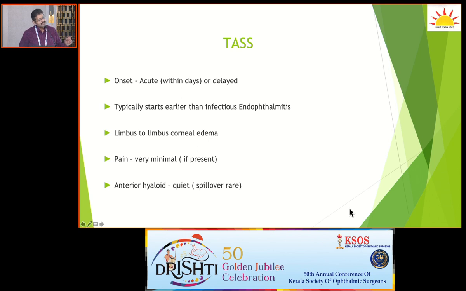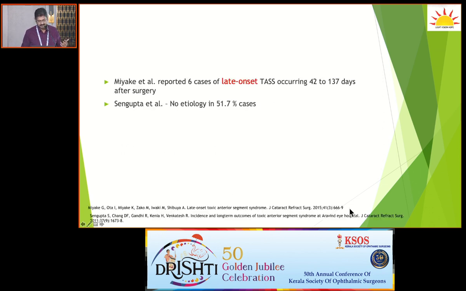It usually starts a little earlier than infectious endophthalmitis, and you will usually see limbus to limbus corneal edema. Pain is usually very minimal, even if present, and the anterior hyaloid is usually quiet. If you look for AVF cells, it should be quiet, but if there's a severe reaction, sometimes there might be a spillover reaction.